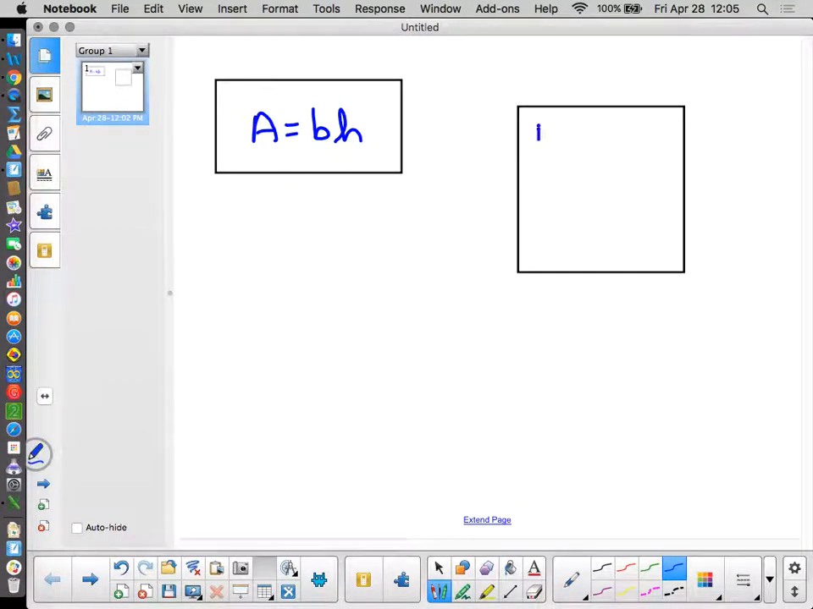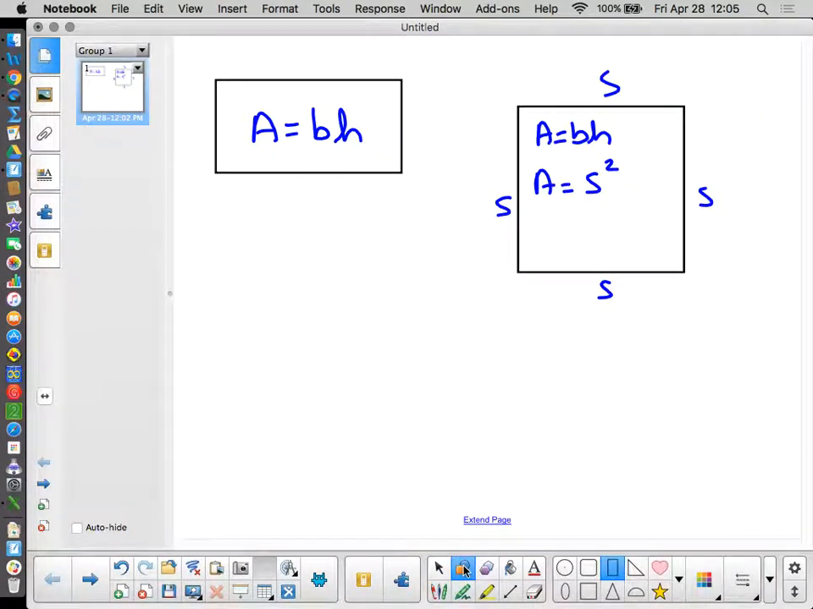A square, we can also do base times height, but since all four sides of a square are the same, we can also say the area just is one side squared. Side times side, side squared, right? There's actually another formula we're going to get for that in a minute.